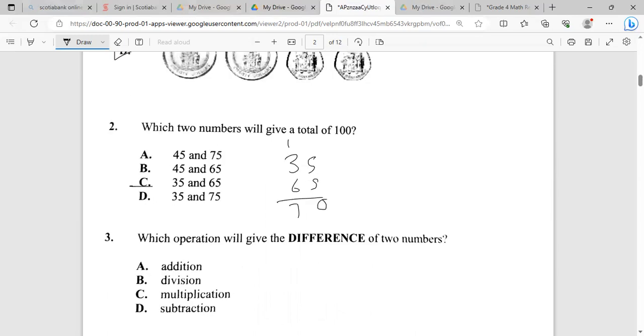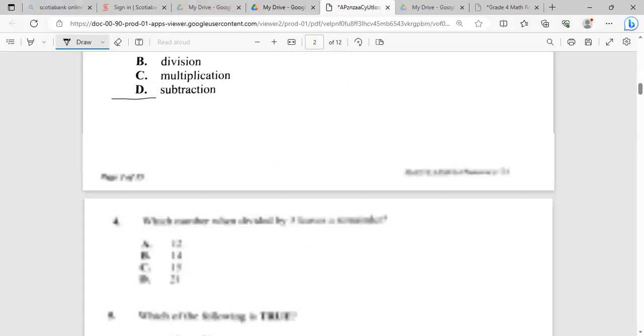What operation will give you the difference of two numbers? And that would be subtraction. So far, what I expected.